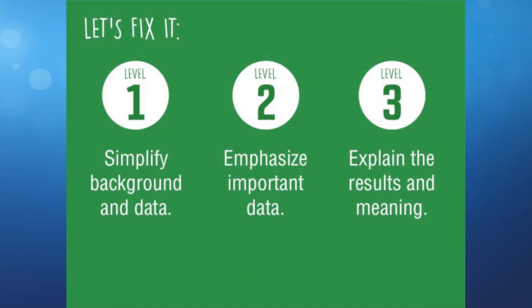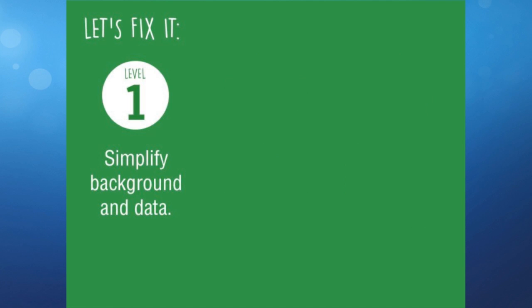And we've got 3 different ways that we go about doing that. First level is to simplify our background in our data. Second is to emphasize the important data. And then the third is to explain the results and the meaning. So level 1, simplify background data.